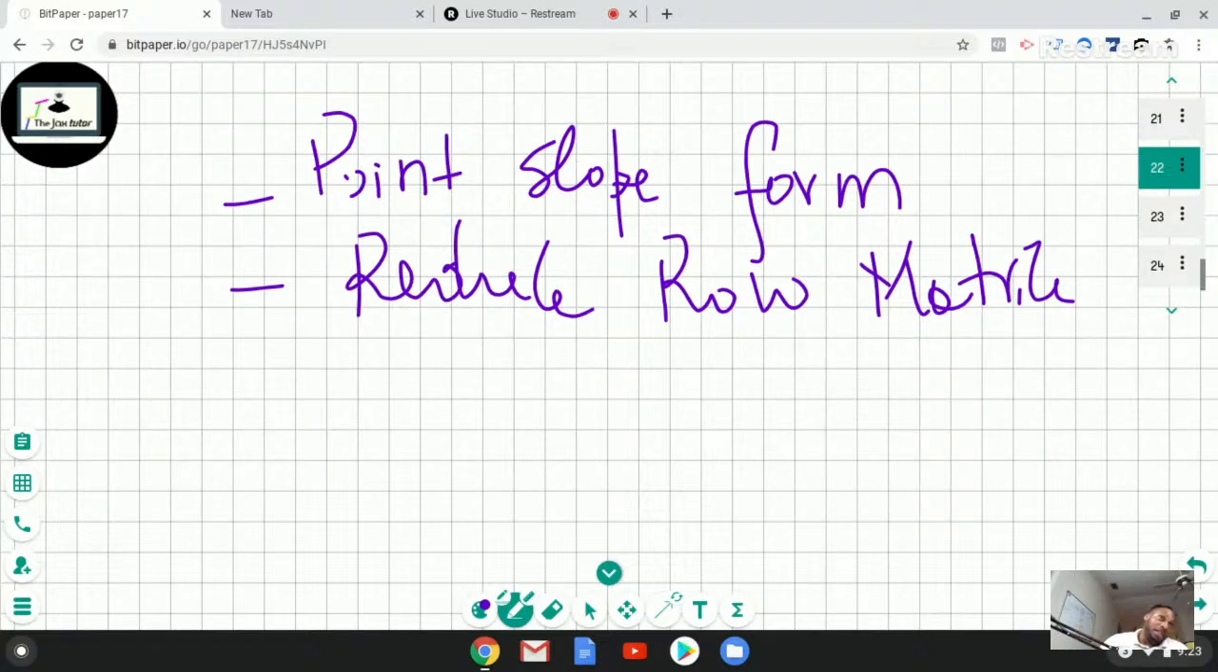Some of the stuff that we didn't get to see last time is the point slope form. I know that I had some questions about that, and also the reduced row matrix. So we're going to go in and do that now.